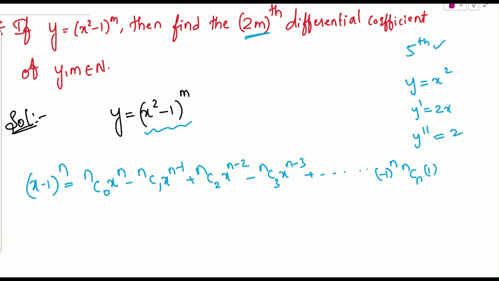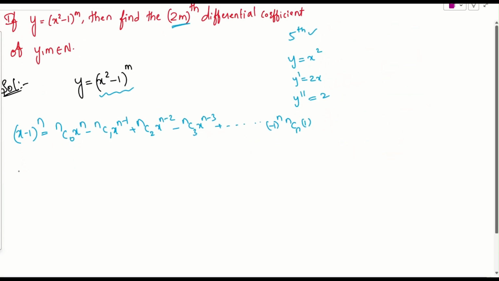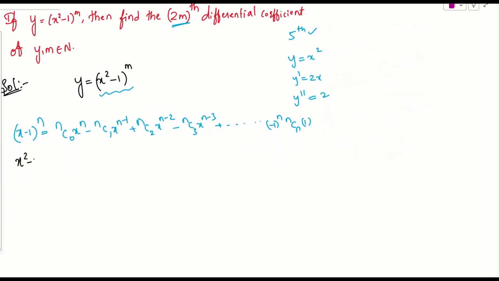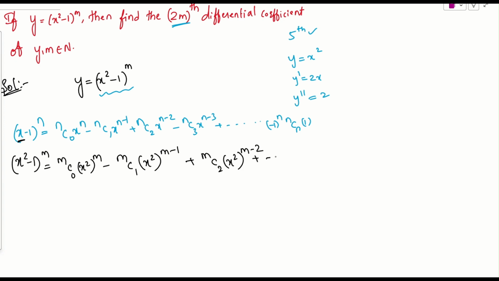So now let us assume we are having (x² − 1)^m. This is the (x² − 1)^m expansion here. In place of n, we are having m. So mC0, and in place of x, we are having x². So this is (x²)^m minus mC1 (x²)^(m−1), where the next term has one power less, that is m − 1. The next term will be mC2 (x²)^(m−2), plus and so on. No need to worry about the last term; it will be some constant. Are you getting my point?